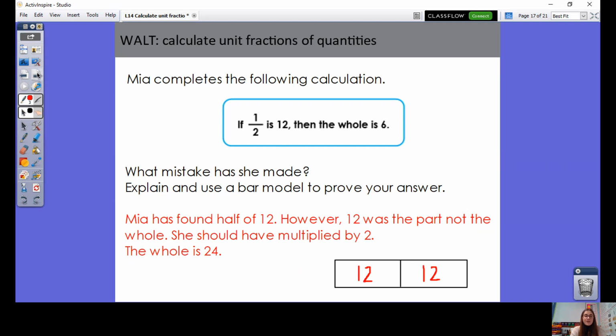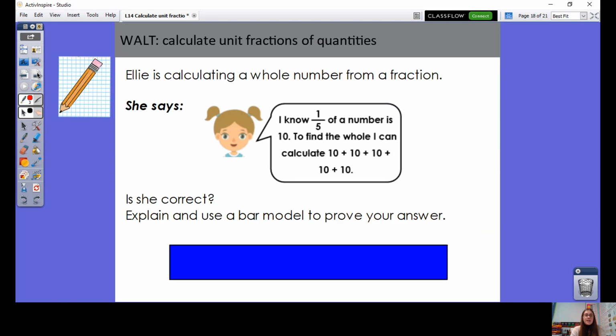Okay, got another reasoning question. Ellie is calculating a whole number from a fraction. I know 1/5 of the number is 10. To find the whole, I can calculate 10 plus 10 plus 10 plus 10 plus 10. Is she correct? Explain and use a bar model to prove your answer. So pause me now, read the question again and have a go at this reasoning.